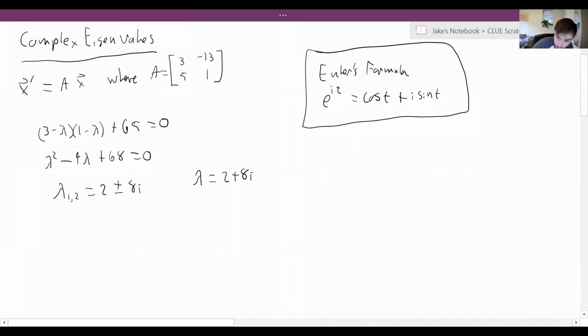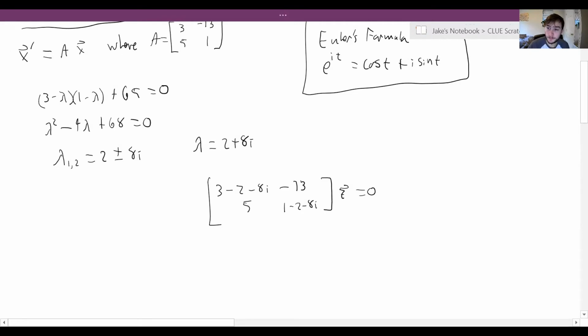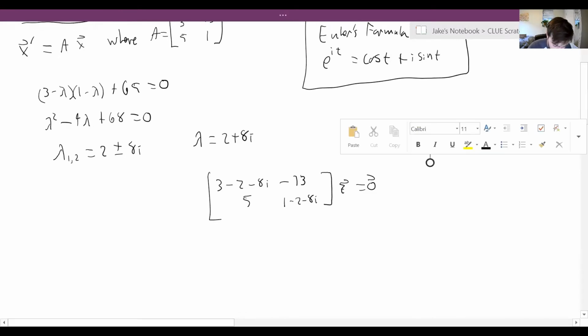So let's just do it. We get 3 minus 2 minus 8i, then we get negative 13, and this is the first column. I didn't realize it's confusing. So there's 5 below it, and then 1 minus 2 minus 8i. Okay. So this is what we're looking at. We want to know what vector, when we multiply it times that, is going to equal 0. Okay. So the 0 vector. Anytime I write 0 in this equation, I mean the 0 vector.